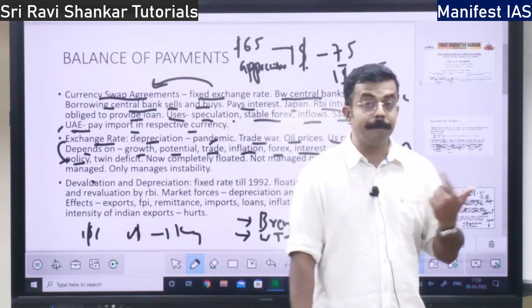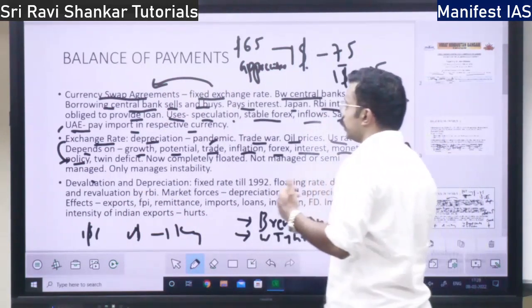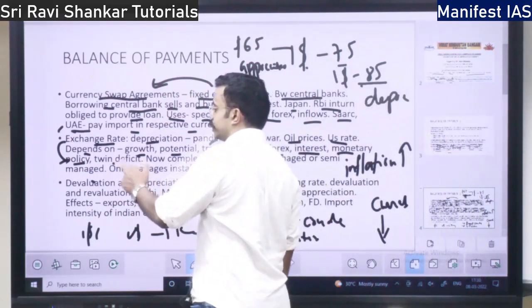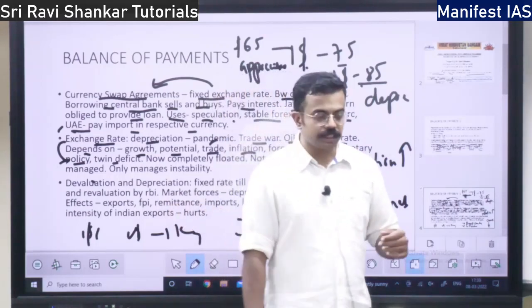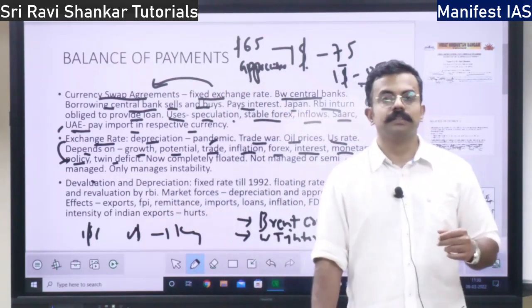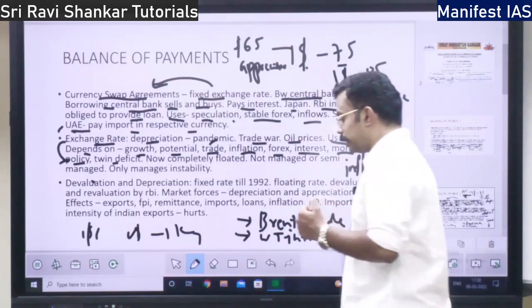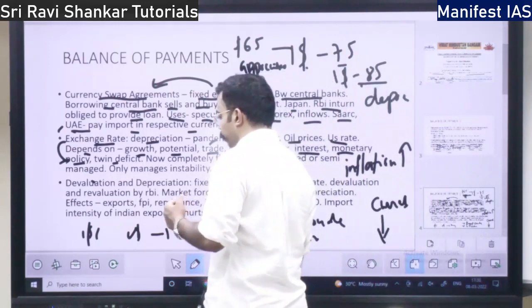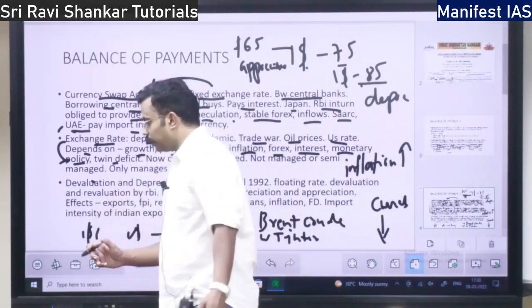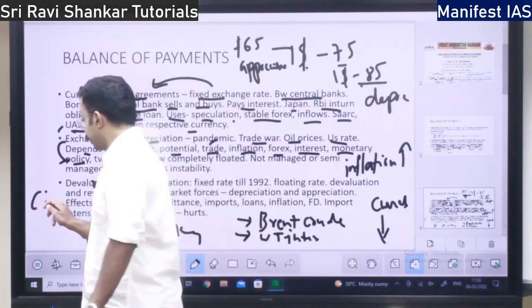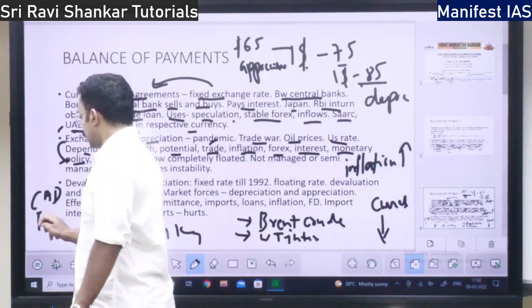Monetary policy will impact the exchange rate. Apart from that, twin deficit. Twin deficit means what? One is the balance sheet of the bank, and the other is the balance sheet problem. Twin deficit is the current account deficit plus the fiscal deficit.